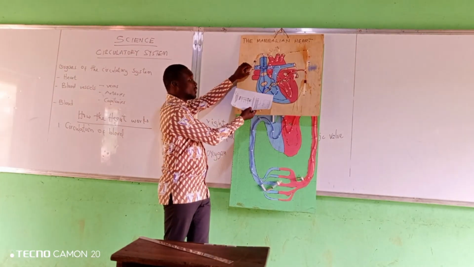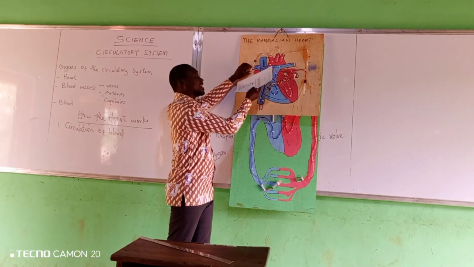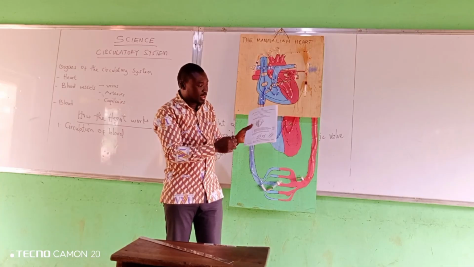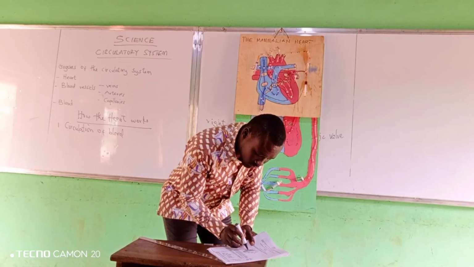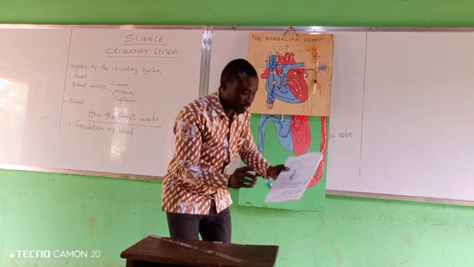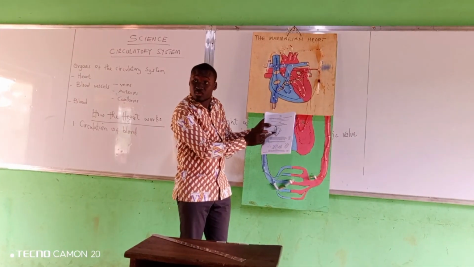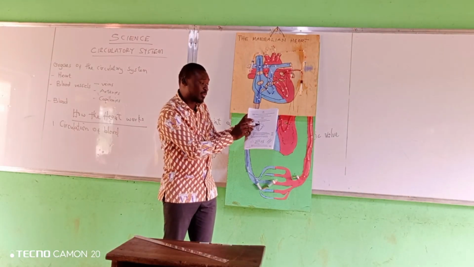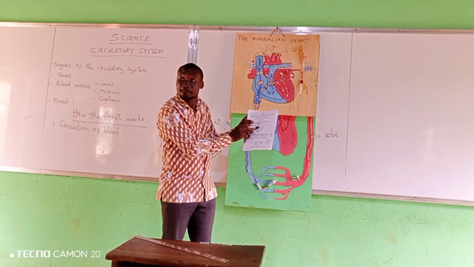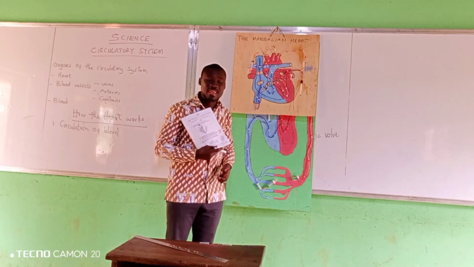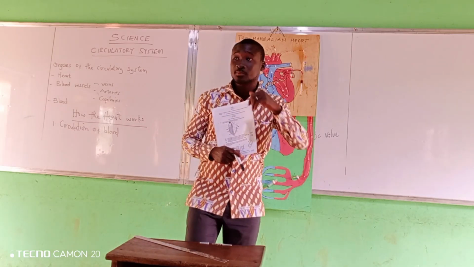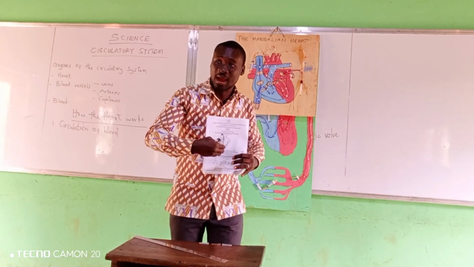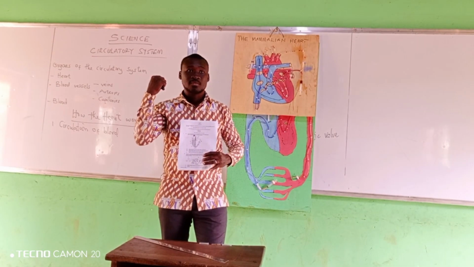From the right atrium, the right ventricle, then it passes through something. That's the arrow. Let me show it to you. That's the direction of the arrow. It is moving away from the heart. So what name is that particular part? It's on the right side, taking blood from the heart to the lungs.